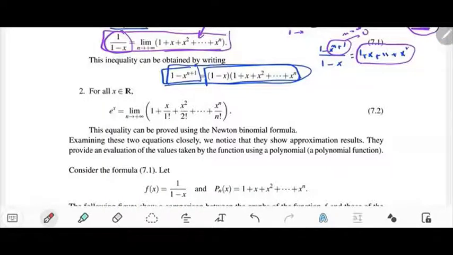Now going back to the approximations, let me take one more example, the exponential x. The exponential x can be written as the limit of 1 plus x over 1 factorial plus x^2 over factorial 2 plus etc. plus x^n over factorial n. And this equality can be proved using the Newton binomial formula. Now we don't need to prove it. I'm just saying that it can be proved like this. So maybe if you are interested, you can look for how it can be proved using the Newton binomial formula. Because now in this chapter, I will show you how I can prove it in a different way.